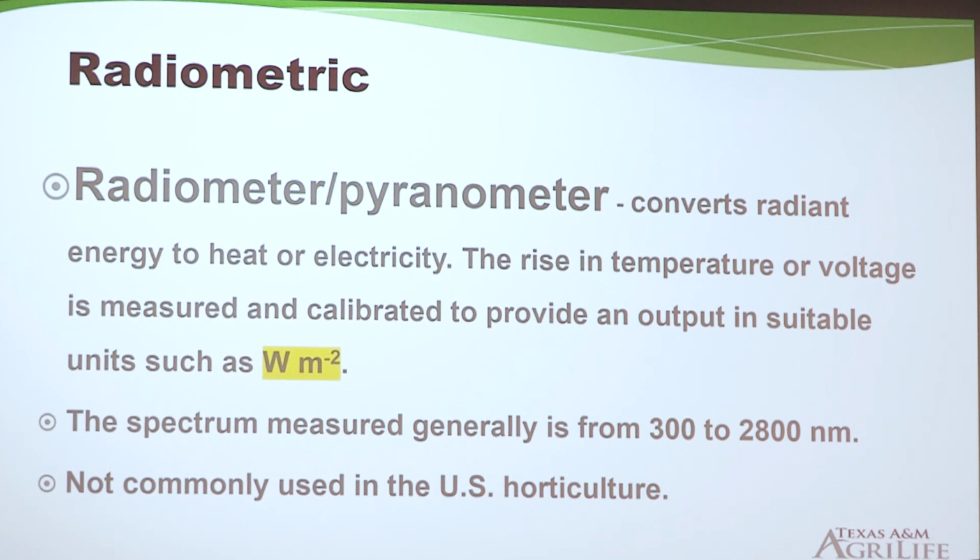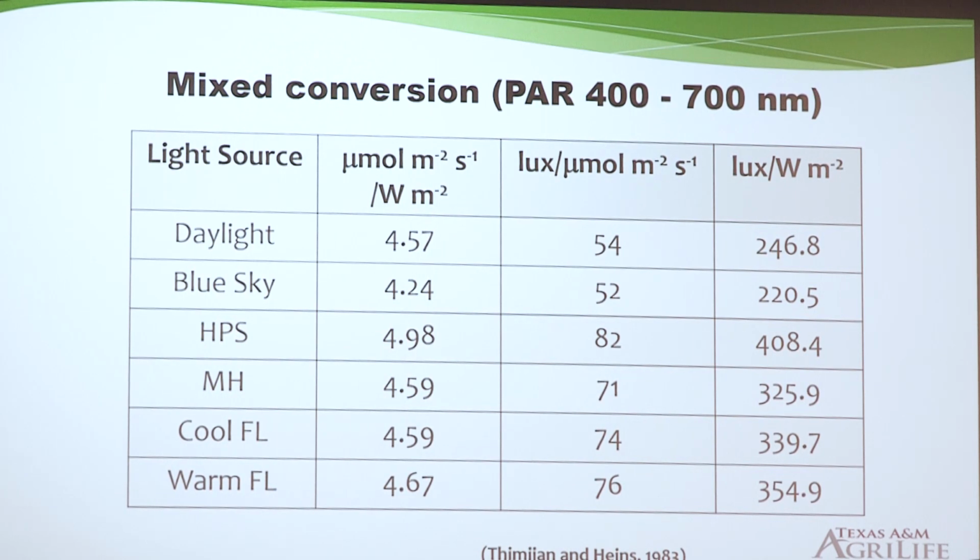Most sensors are measuring from 300 to 2800 nanometer, but many sensors like the one we have only go to 1200 nanometer. So that is for the radiometric system, and you can convert that. Now, how to convert? This is a mixed conversion, and if you know the light source, whether it's sunlight, daylight, or blue sky, it is a little bit different. So between the radiometric system, watts per square meter, and micromole per square meter per second, that's the instantaneous light intensity conversion. And then here between the lux and micromole, the photometric and radiometric systems.